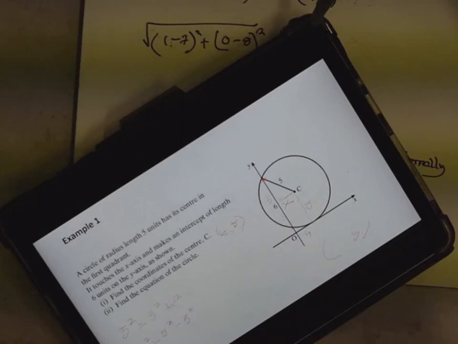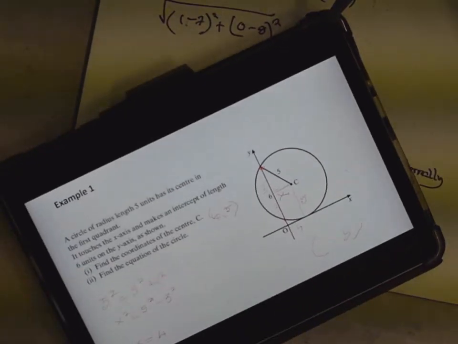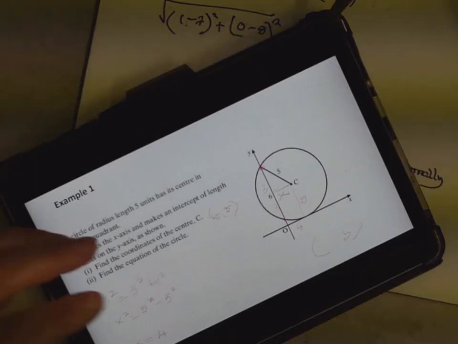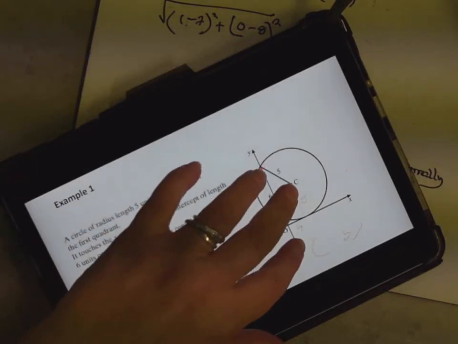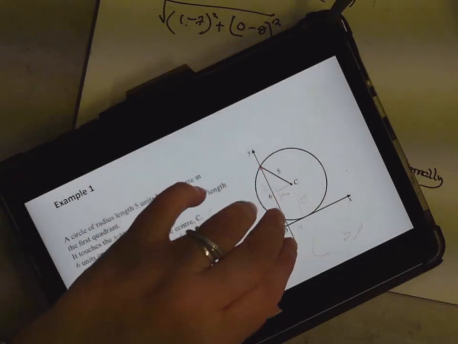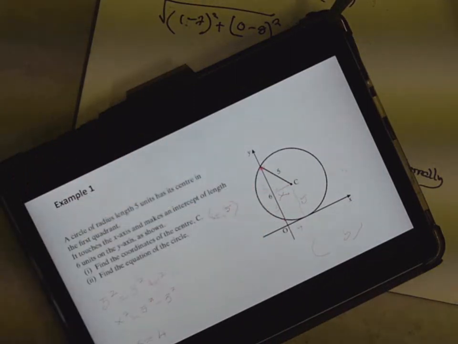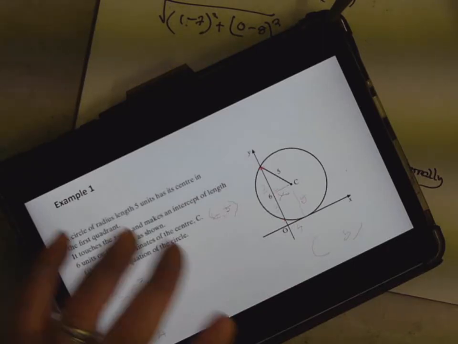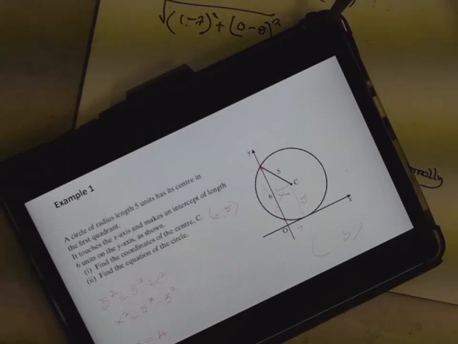Okay, easy peasy. Not a lot of work, but a lot of knowledge gone in there, right? Spotting that the y coordinate is the radius, knowing that a perpendicular bisects the chord, and Pythagoras' theorem. There's a lot of knowledge in there, not a lot of work. Is that alright? Okay, find the equation of the circle.